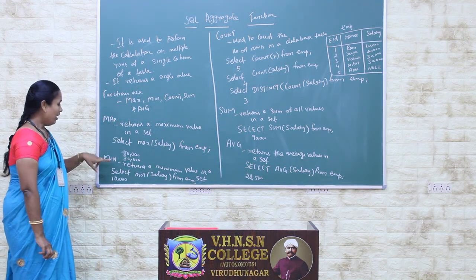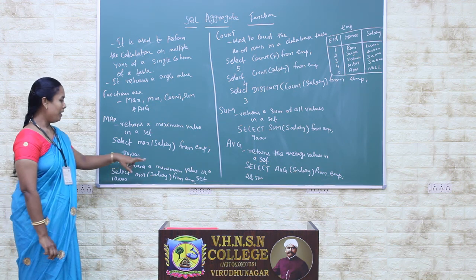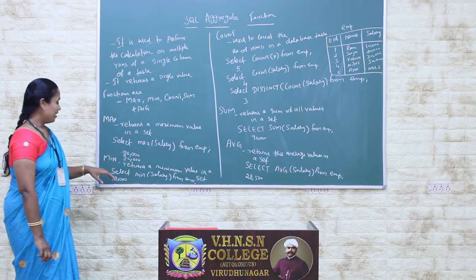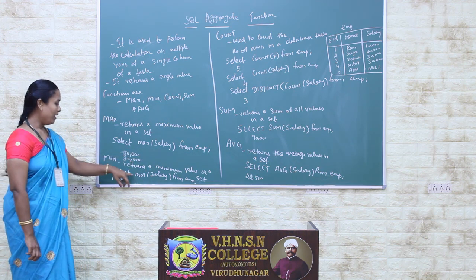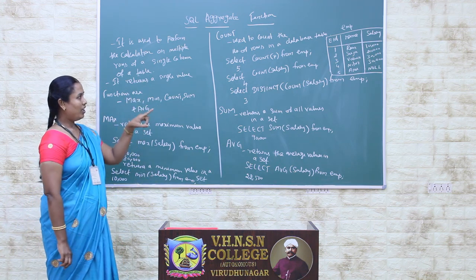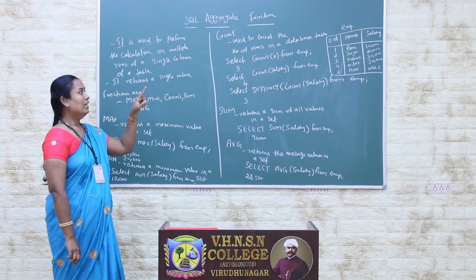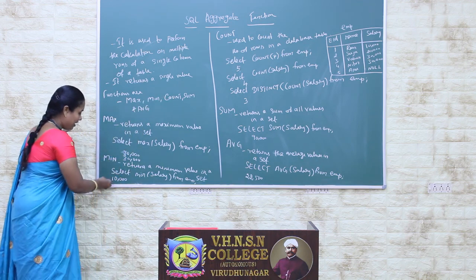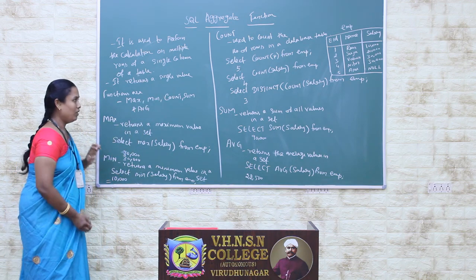The next query, min. It returns the minimum value in a set. The corresponding query is select min of salary from EMP. In this EMP table, in the salary column, 10,000 is the minimum value, so that is the output for this min query.